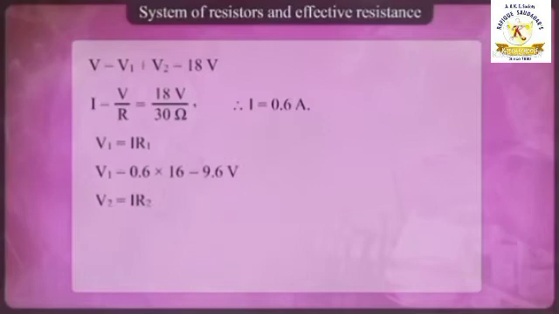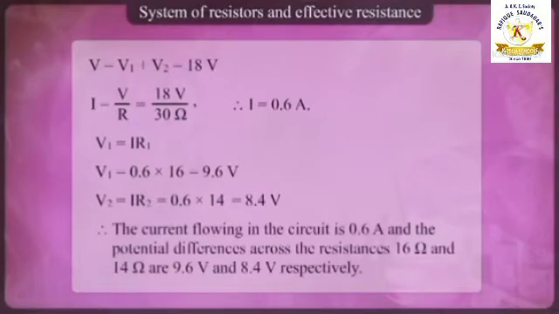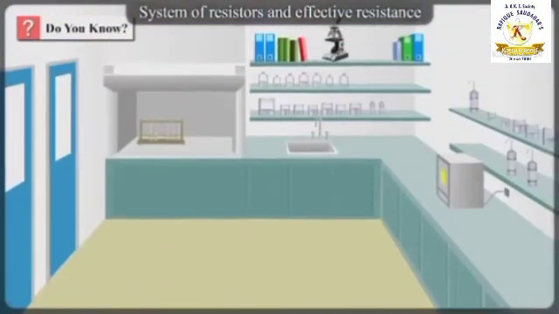So, V1 is equal to I multiplied by R1, which is 0.6 multiplied by 16, and that answer comes as 9.6 volts. V2 is equal to IR2, that is 0.6 multiplied by 14, which will give you 8.4 volt. The current flowing in the circuit is 0.6 ampere and the potential differences across the resistances 16 ohm and 14 ohm are 9.6 volt and 8.4 volt.